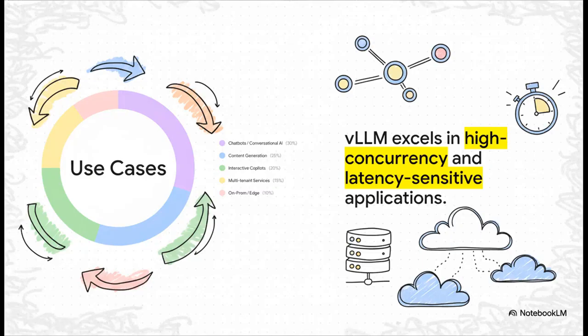So where does this really shine? It's huge for applications with lots of users at once, like chatbots or those interactive coding copilots where every millisecond of lag counts. It's also fantastic if you're running a platform that serves lots of different customers, because that efficient memory sharing means you can pack more tenants onto the same hardware without anyone noticing a slowdown.